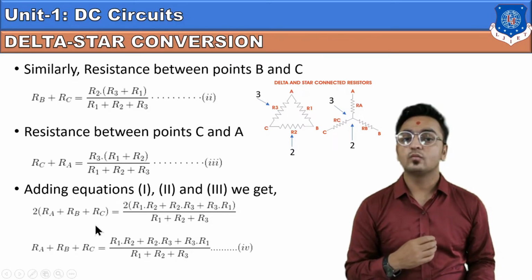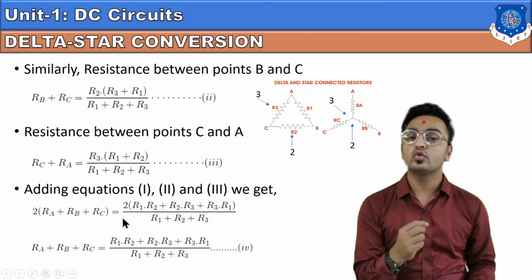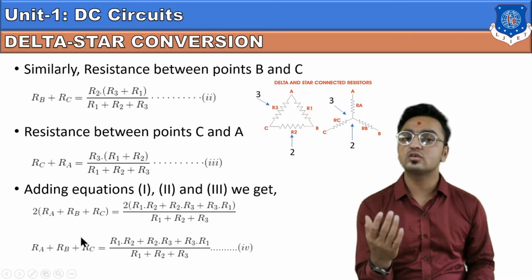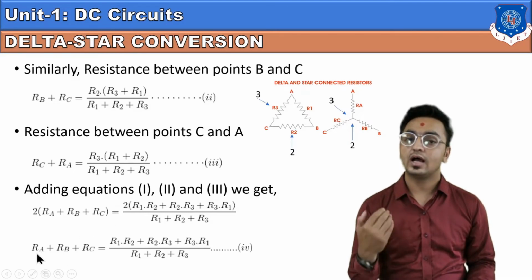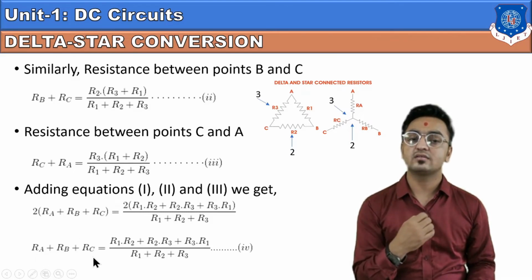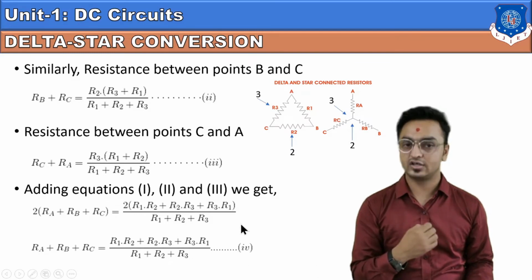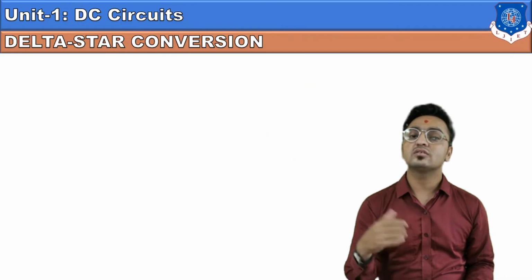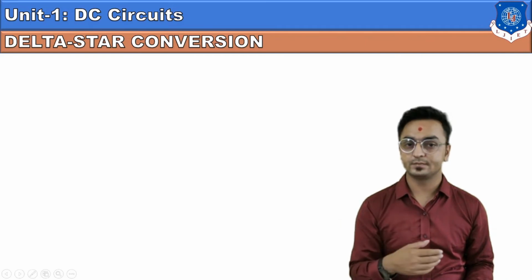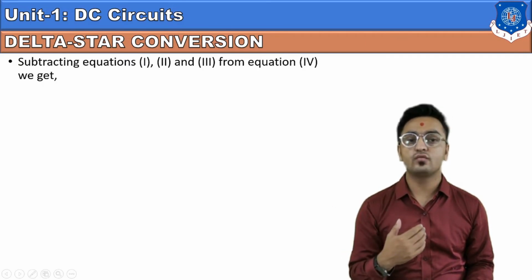Now we have 2 over here and 2 over here, so these 2 cancel out each other, and we have the equation RA plus RB plus RC is equal to this given term. If we simplify further, that was equation number 4.